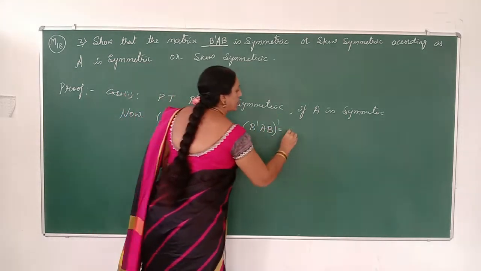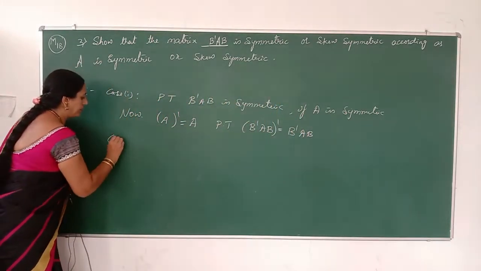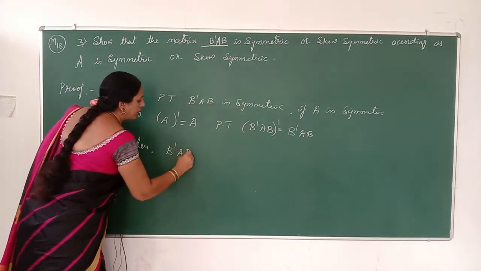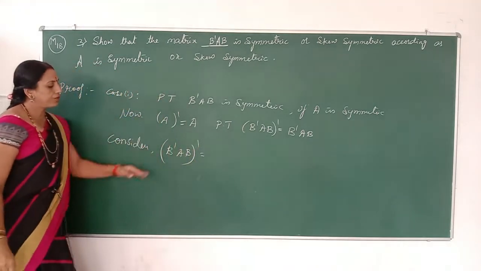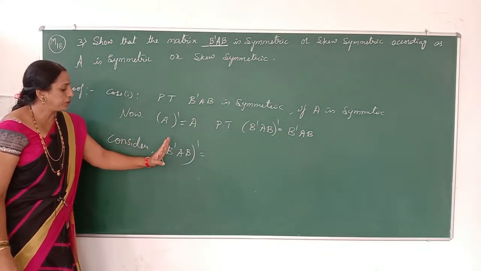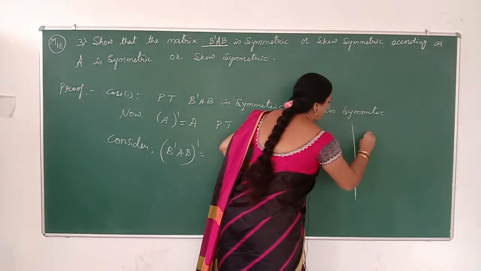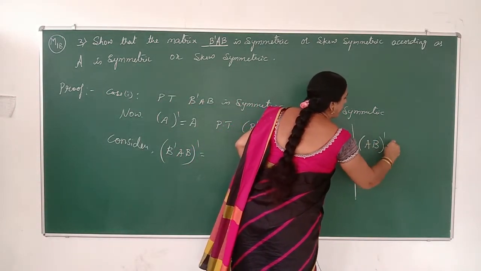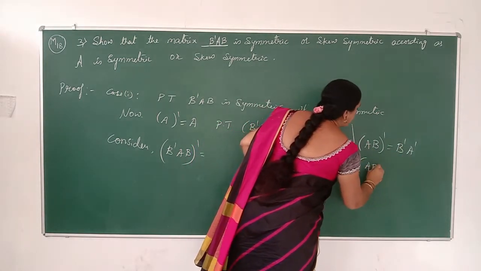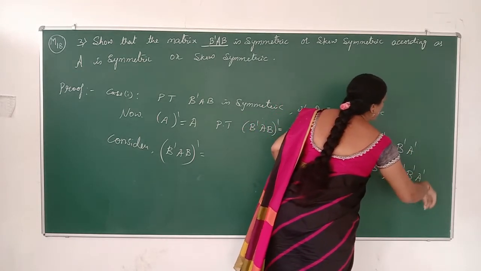whole dash is also equal to B dash AB. Now, first we'll consider B dash AB whole dash. These are in the form of a product of three matrices, so A into B into C whole dash can be written as, one of the properties of transpose of a matrix, A into B whole dash can be written as B dash into A dash. Similarly, A, B, C whole dash can be written as C dash, B dash into A dash.